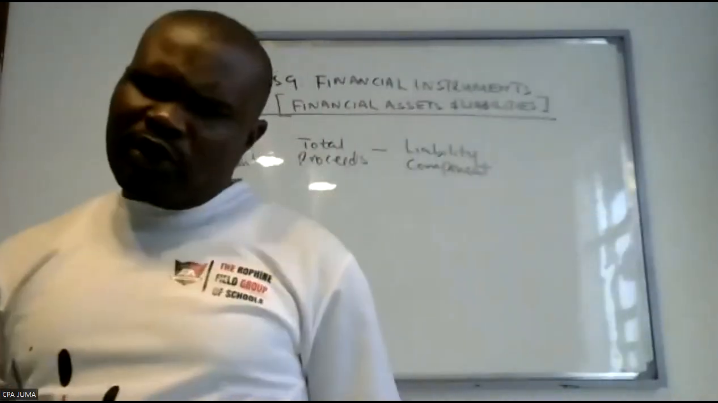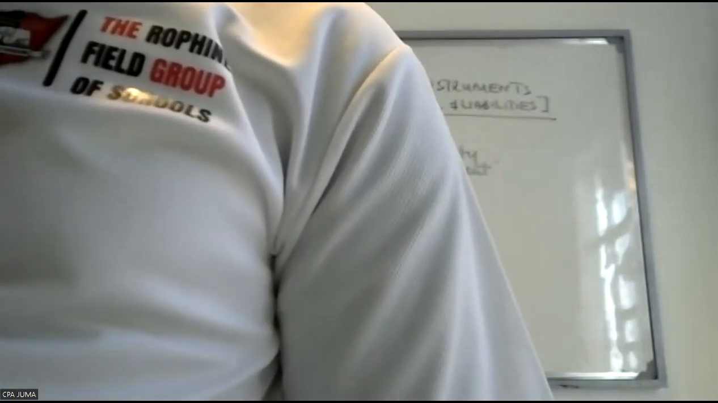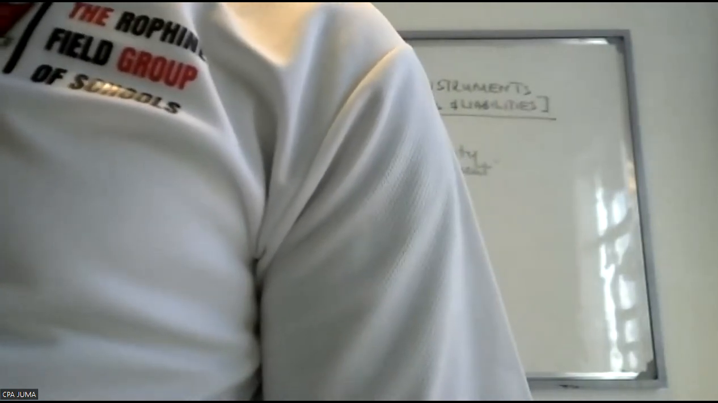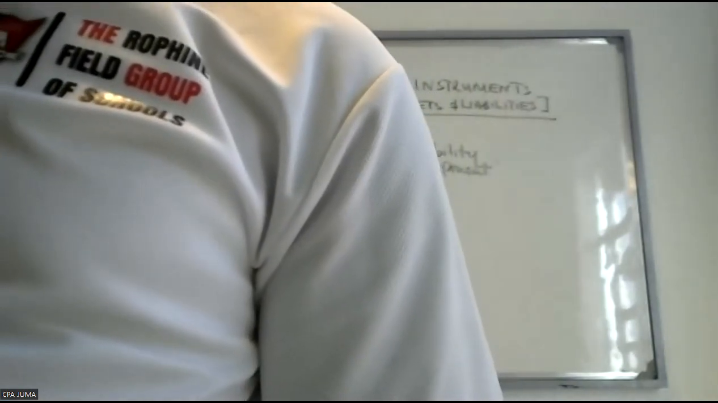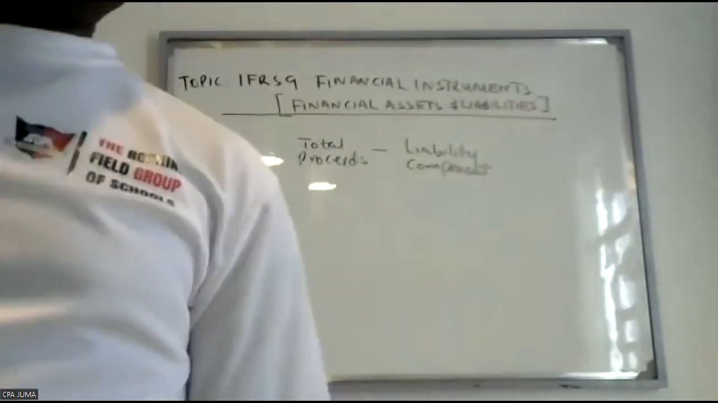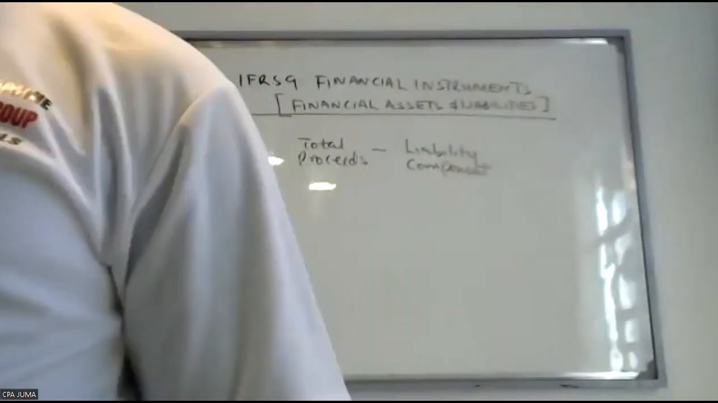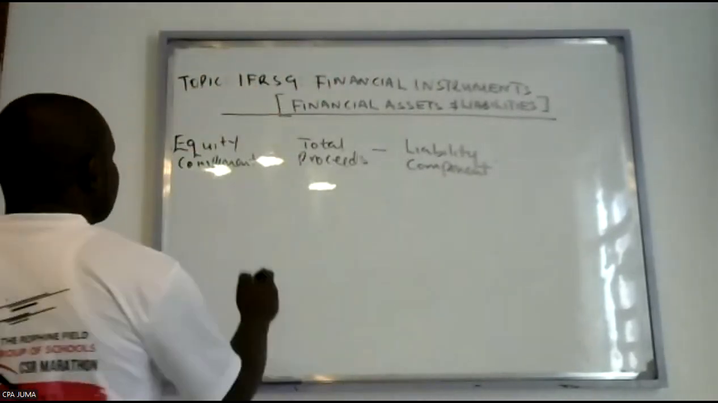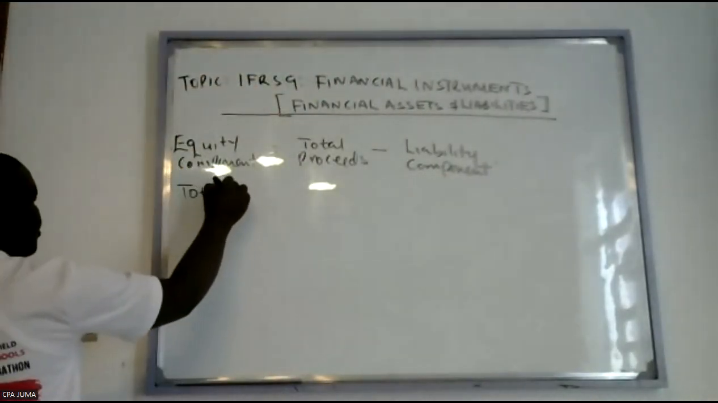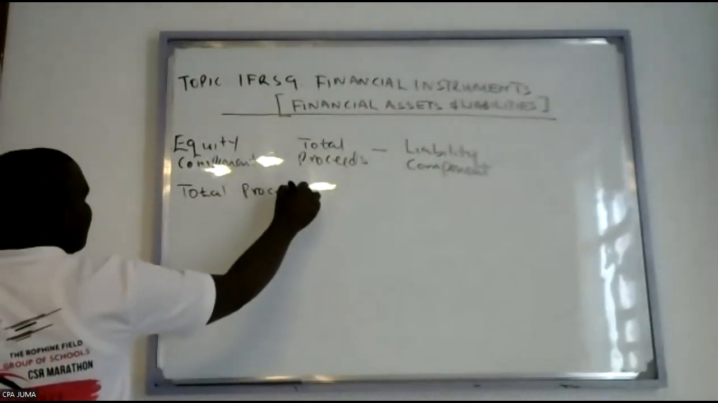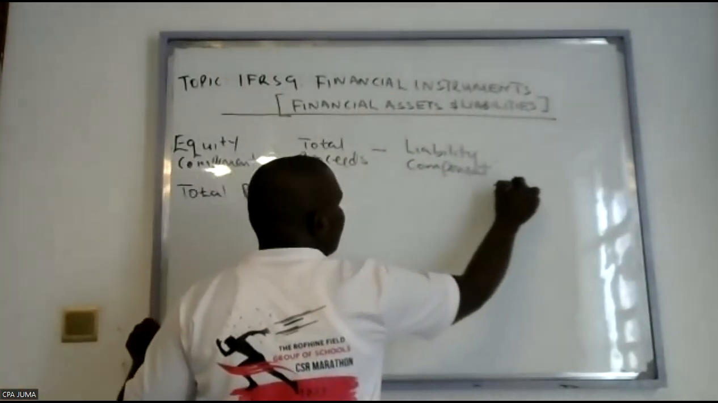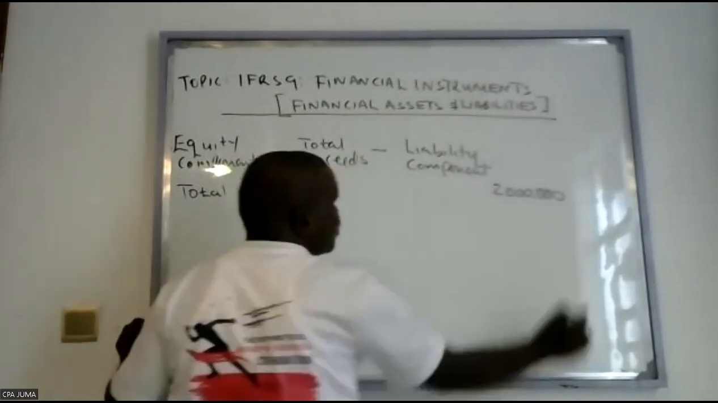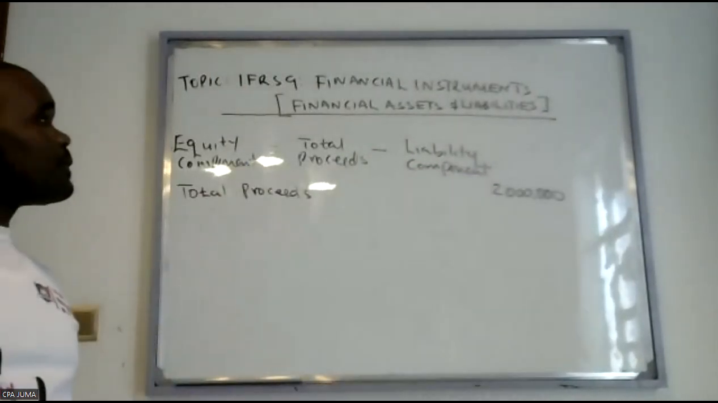So these people, they borrowed 2 million. Then the amount will be redeemed in 2019. So 15, 16, 17, 18, 19, 5 years. So that bond is going for 5 good years. Yes, it's a 5-year bond. So the total proceeds, right here, total proceeds is 2 million. The total proceeds is 2 million.